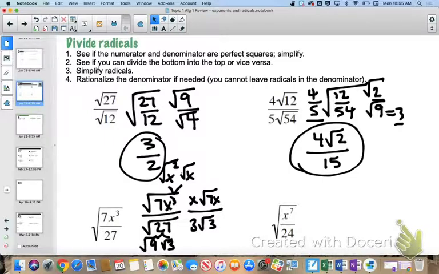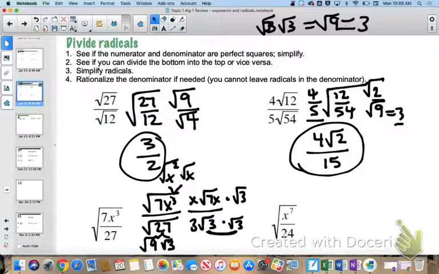Now, with that 3 root 3 on the bottom, we cannot leave a radical in the denominator. So what you're going to end up doing is multiplying top and bottom by root 3. Think about that. Root 3 times root 3 is root 9, which is just 3, right? So the whole point of multiplying by itself is to get back to 3. So you've got 3 times 3 on the bottom, so that's 9. On the top, the 7x and 3 are both underneath the radical, so that's just going to be 21x underneath. So x root 21x all over 9.